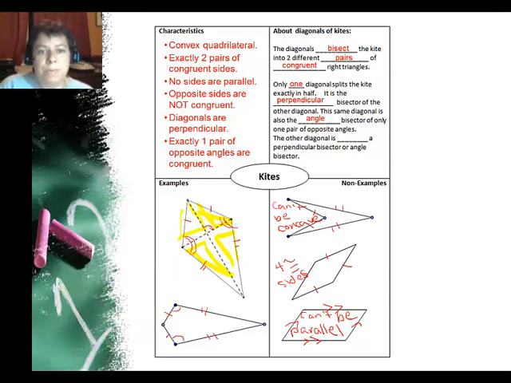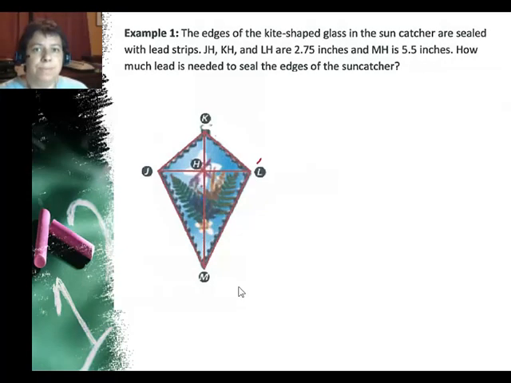Go to blue. So what I can show you here is this bisects this angle here and that angle there. And it also bisects this pair of angles right there. The other diagonal is not a perpendicular bisector or an angle bisector. Now let's go ahead and take a look at an example.